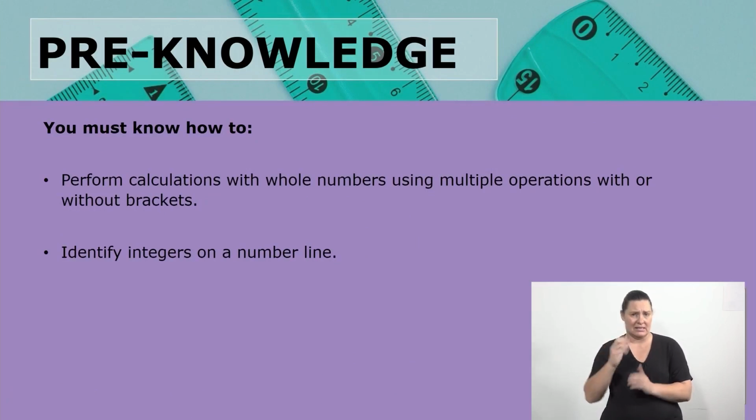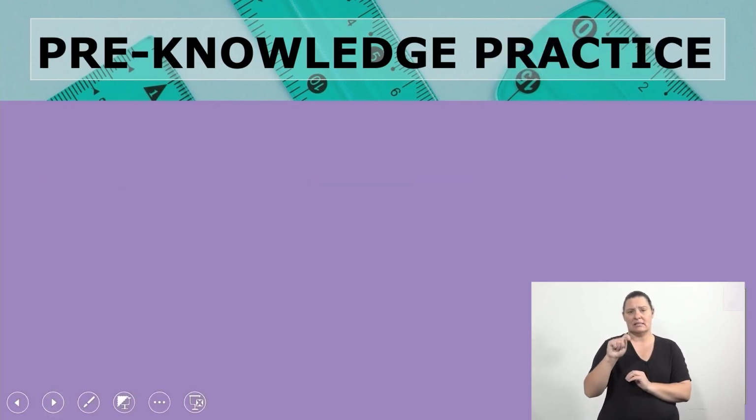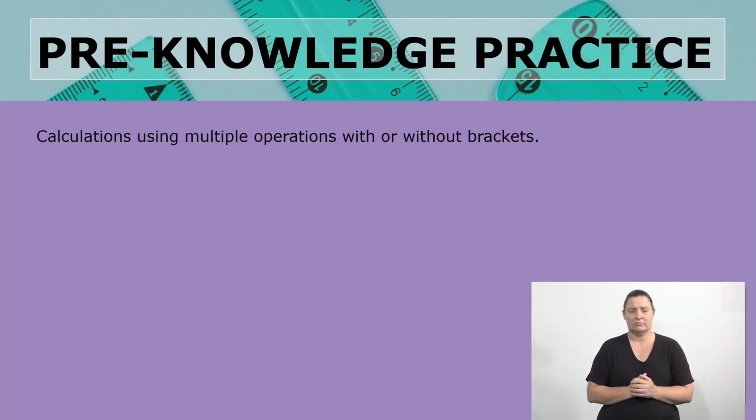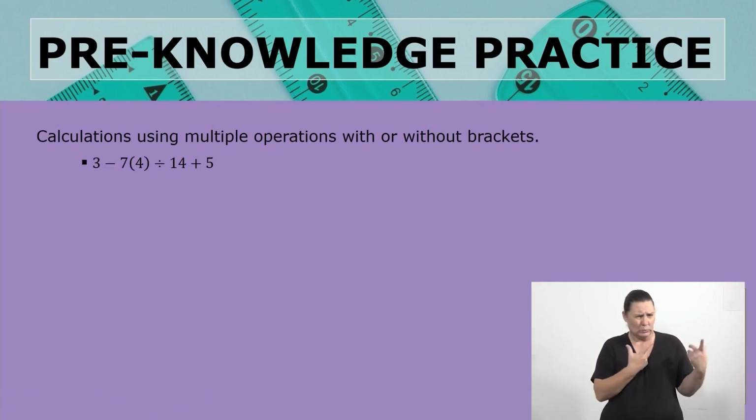So you must know the following for you to follow through today's lesson. Perform calculations with whole numbers using multiple operations with or without brackets, and then identify integers on a number line. Let's start with a few pre-knowledge practice questions. So, calculations using multiple operations with or without brackets. Do you remember how to do these calculations? Remember, when we are dealing with these calculations, we are working on either sides of the positive or the negative, or should we say the subtraction or the addition.